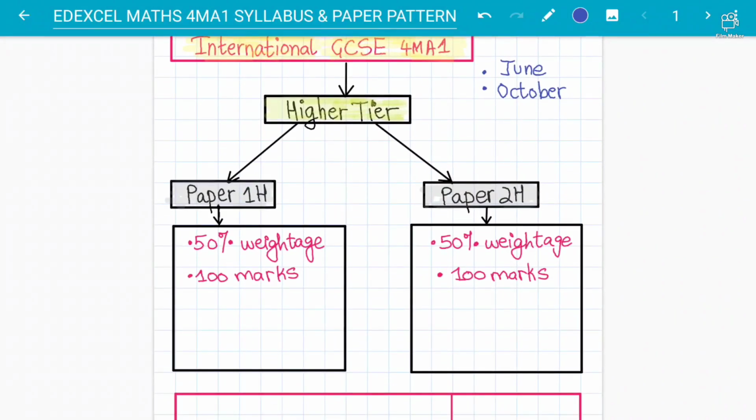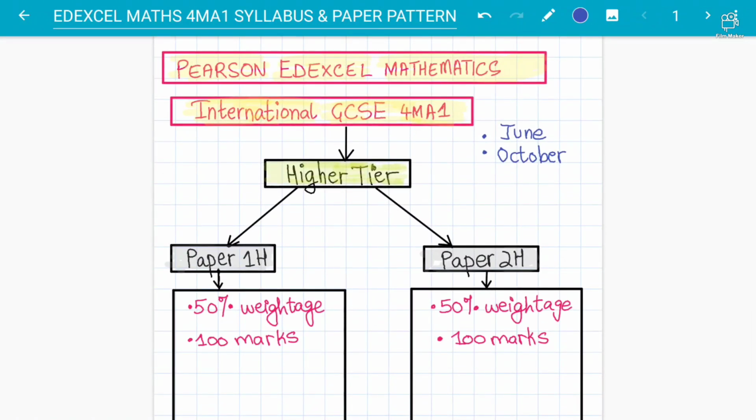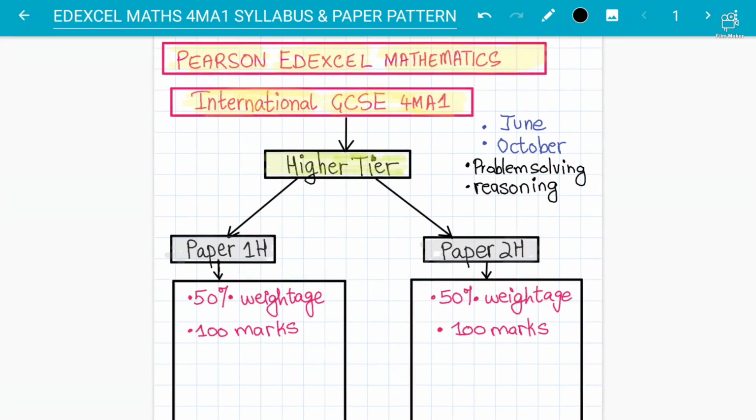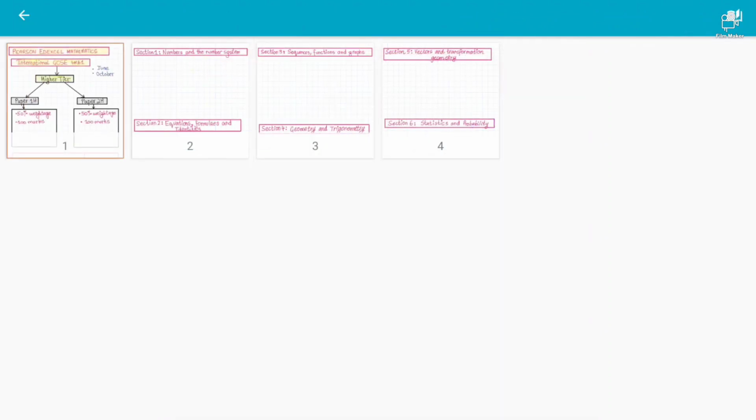A lot of emphasis in recent papers of Pearson Edexcel International GCSE Mathematics for MA1 is basically on problem solving and reasoning. Okay, so problem solving and reasoning play a very important role. You have to make sure that you know the reasoning behind whatever answer you give, and your problem solving skills should be very good. Your mathematical reasoning skills should be developed, students. Now let's talk about what each section will have.